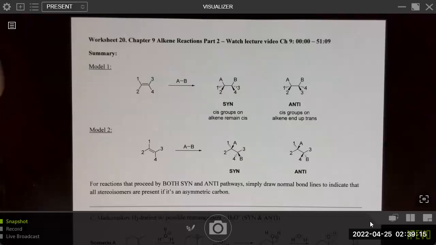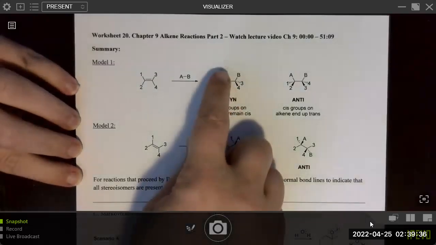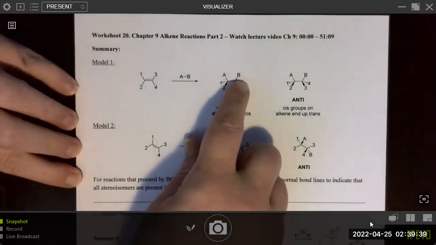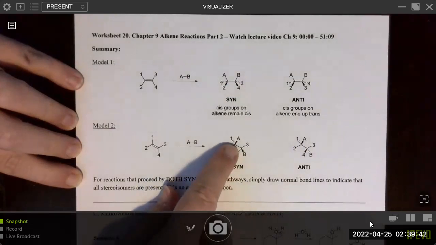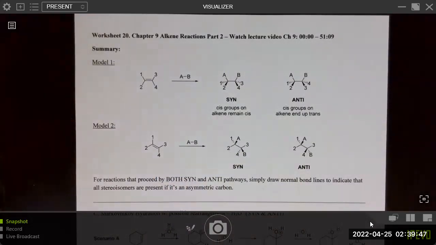All right, so we are working on some more alkene addition reactions in today's worksheet. And this is just a summary of the models that we discussed in worksheet 1 and the two different ways of drawing syn and anti-products, either keeping the new groups in the plane or putting them on a dash or a wedge, depending on syn and anti. So that's something we just want to keep in mind as we work through the new reactions today.